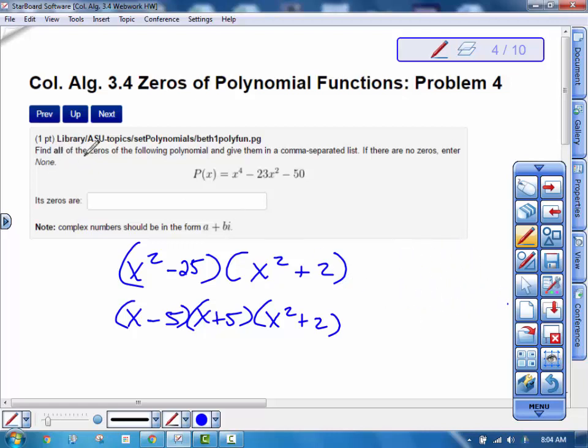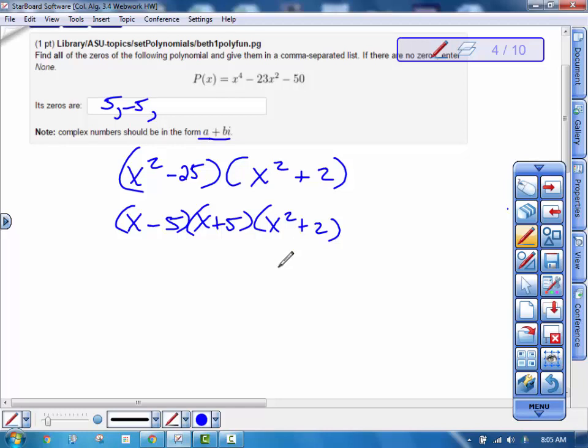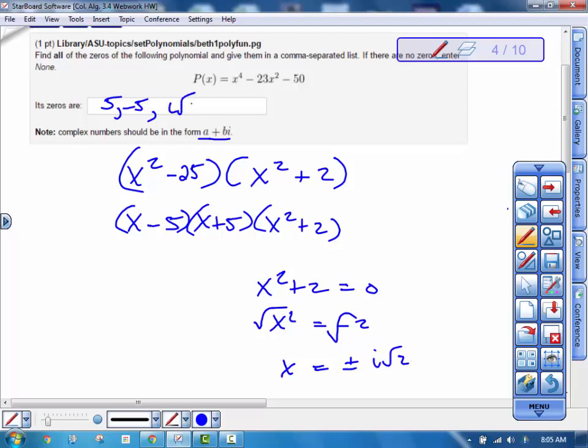This says find all the zeros, so it wants us to enter our complex numbers in as a plus bi. So obviously we have 5 and we have negative 5. But we also have two complex zeros that come from this. To find those, I'm going to set that equal to 0 or use the quadratic formula. I think it's easier to set it equal to 0, subtract 2 from both sides, and then square root. So we get x equals plus or minus i square root of 2. So we would say i square root of 2 comma negative i square root of 2.